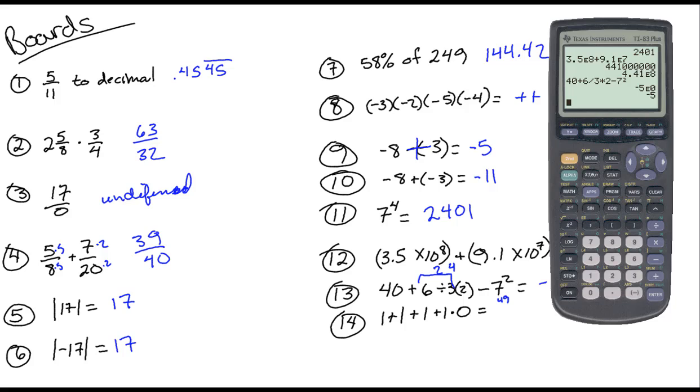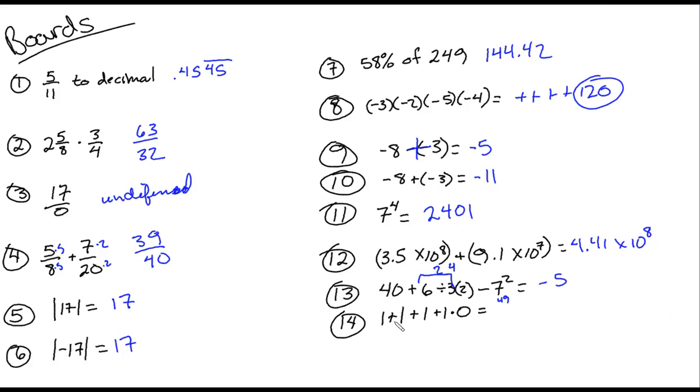Excellent. And then here we have 1 plus 1 plus 1 times 0. You think it's 0? It's not. This right here is 0. So we have 1 plus 1 plus 1 plus 0 equals a 3.